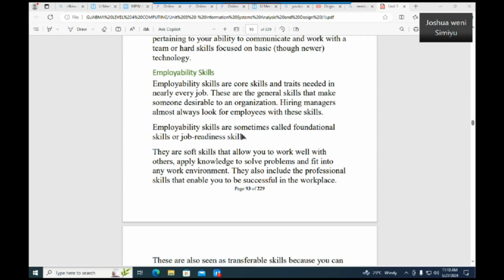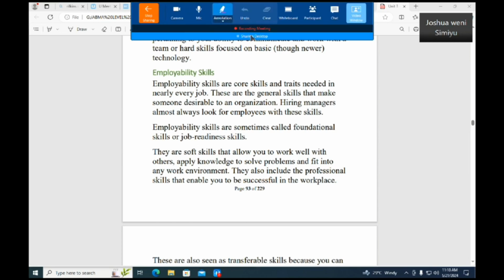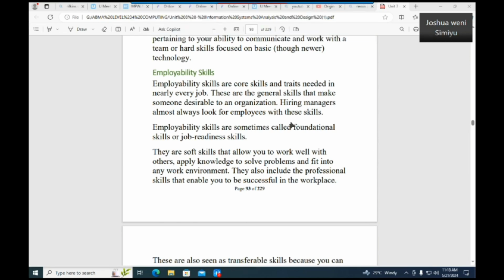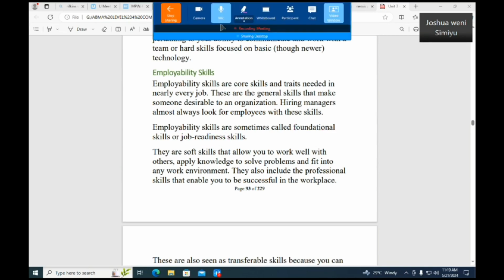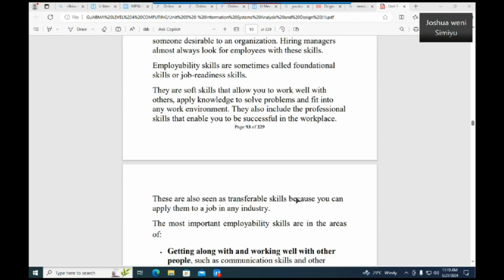Sometimes these employability skills are given the name foundational skills or job readiness skills. So at times we might not mention employability skills, but we just mention foundational skills or job readiness skills. When we do, we are literally referring to the same thing.